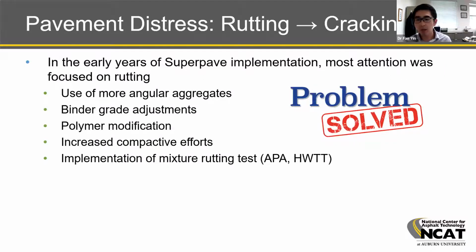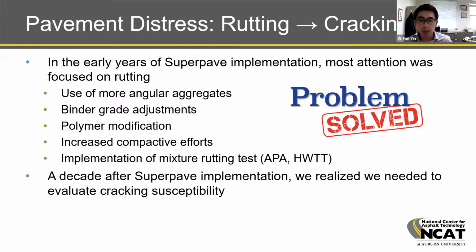On top of all these volumetric tweaks, there are some DOTs that implement mixture performance tests to look at rutting. The asphalt pavement analyzer and the Hamburg wheel tracking test are two examples that have been used. With all these changes, we were very successful. Right now in the US, if we talk to most of the state highway agencies, they will tell us that they don't have rutting issues anymore. But on the other hand, we realize we got another problem, which is a cracking issue, or a durability issue.